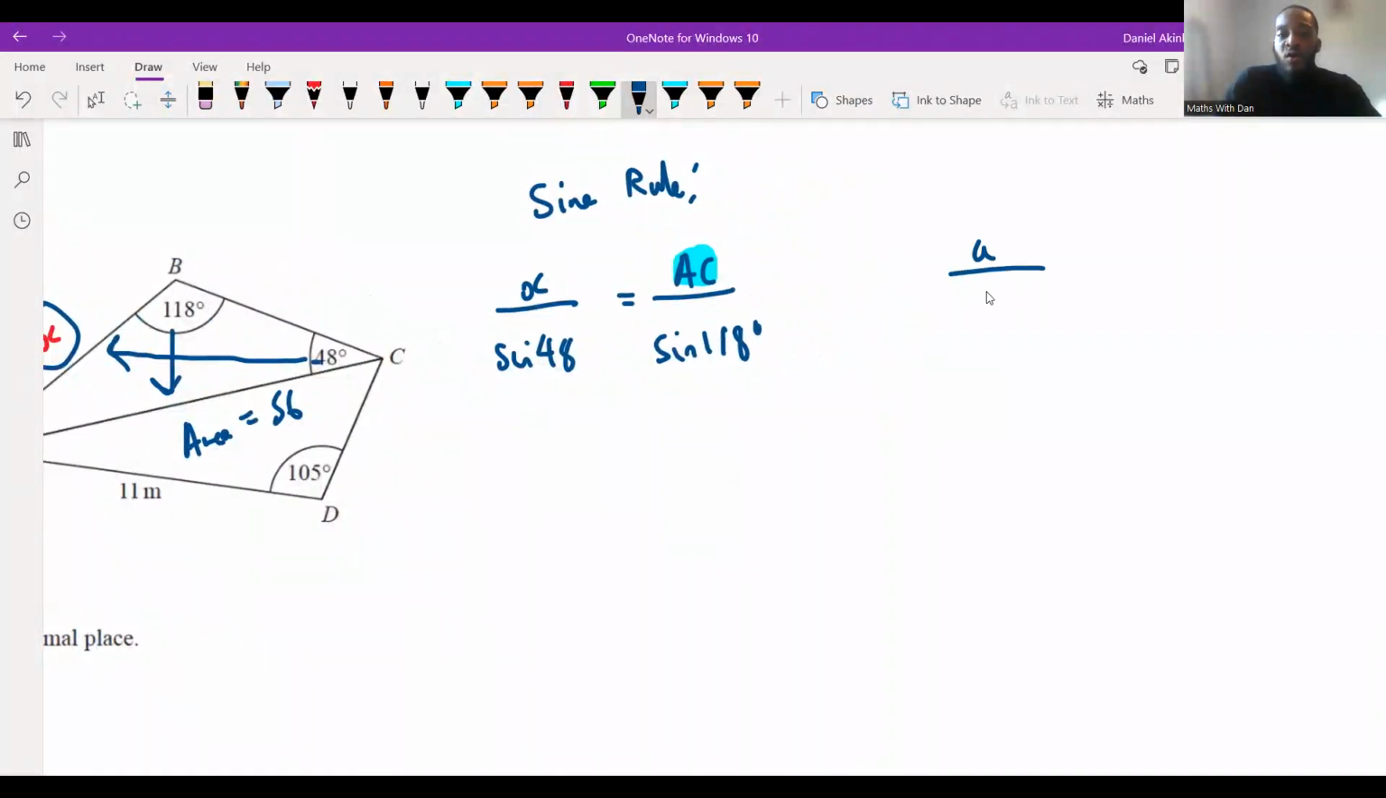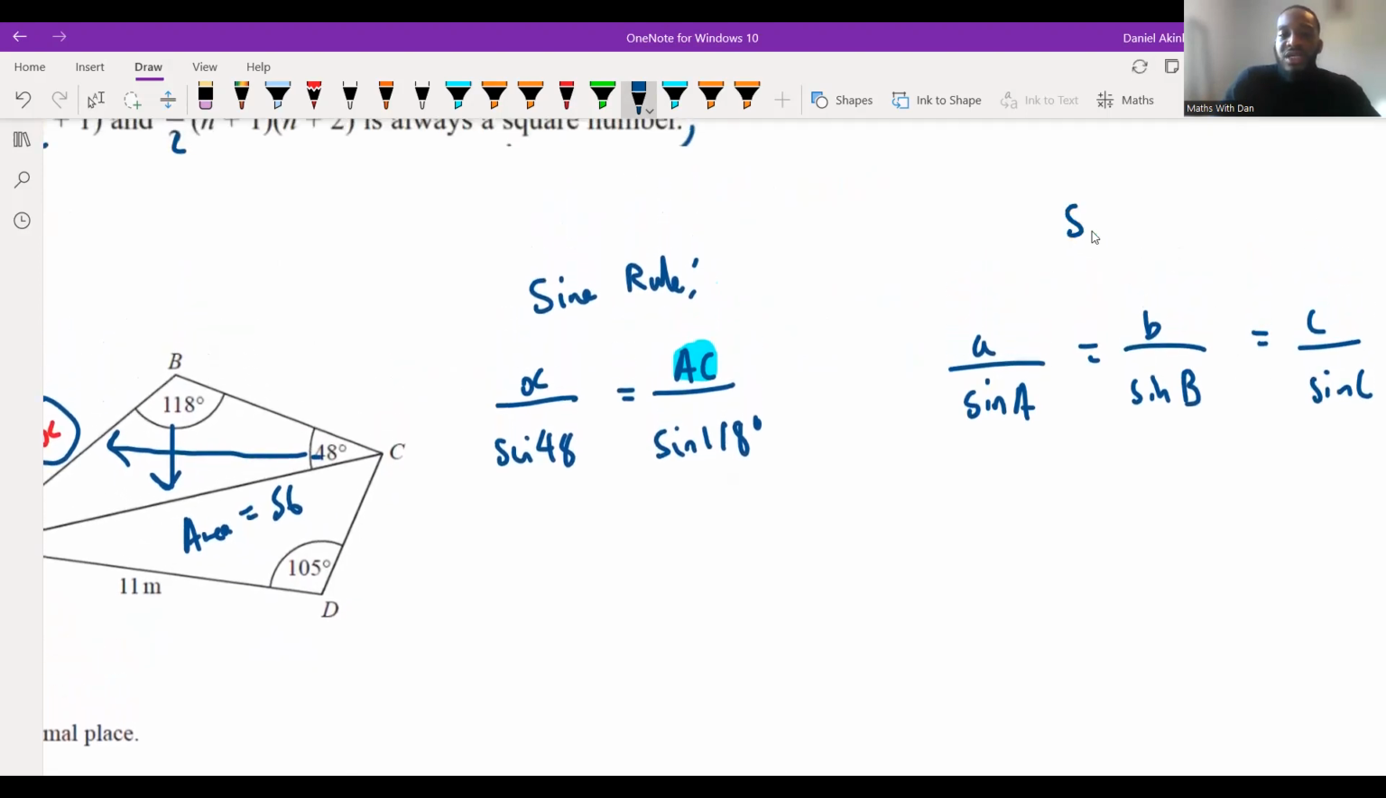This should look familiar: a over sine A is equal to b over sine B, which is equal to c over sine C. Does this look familiar to anybody that was a bit confused? This is the sine rule. Yeah, good stuff. So all I've done is just apply that there.